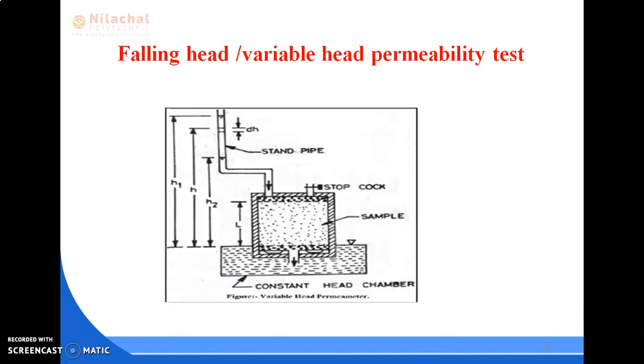So this is the total arrangement of the variable head permeability test. It is the same thing, but here the head of water, the height of water, varies. This is the height of water H1, this is H2, we consider this as H, and this small height of water we consider as dH. In the next slide we will explain it clearly. Then this is the standpipe, this is the stopcock, this is the sample. This must change, otherwise all the arrangement is the same. This is the constant head chamber, and this is the soil sample.